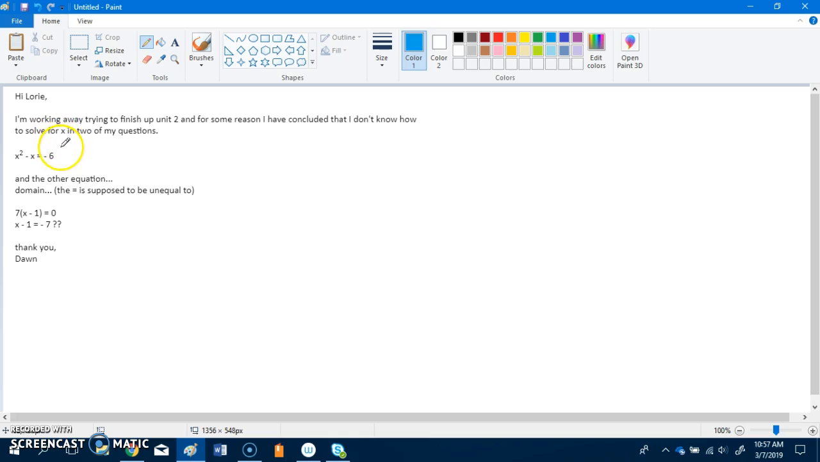So you have two questions here. The first one I'm going to do is this one. So your question is, how do I solve for x? First thing you want to do is turn this into a quadratic.